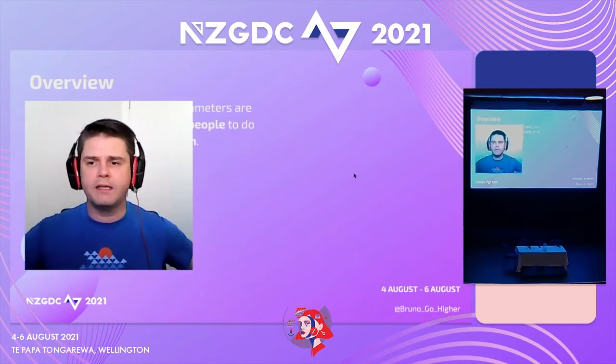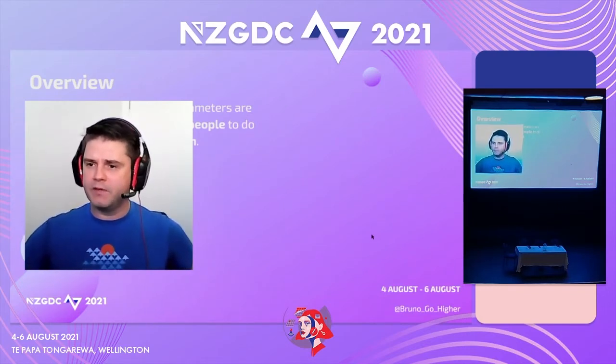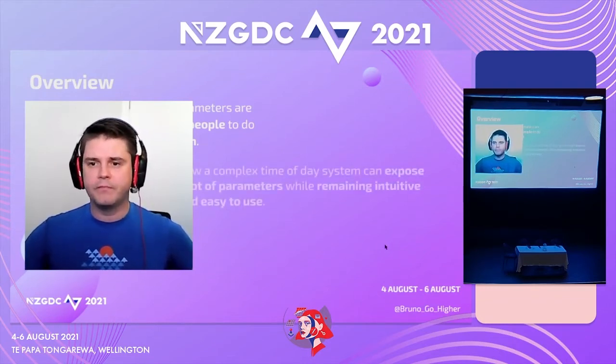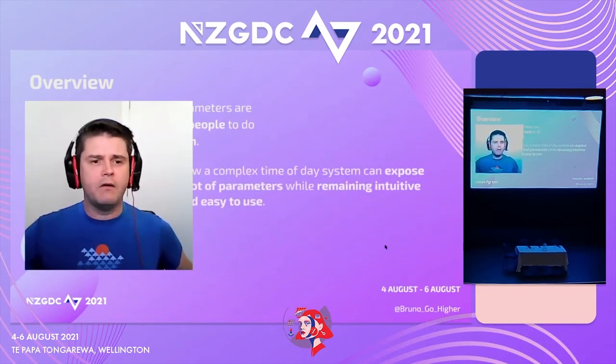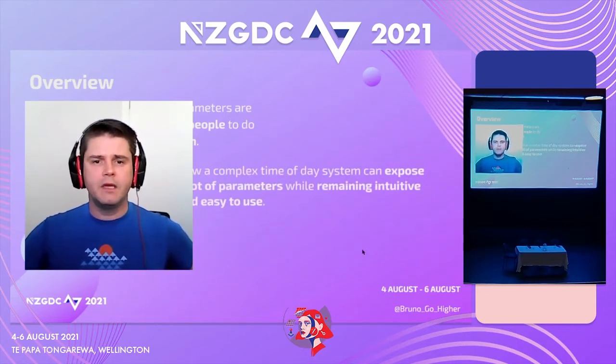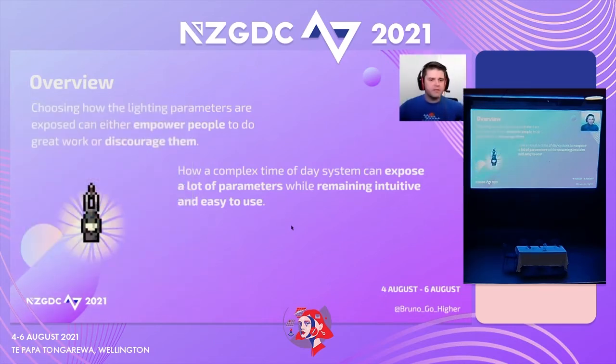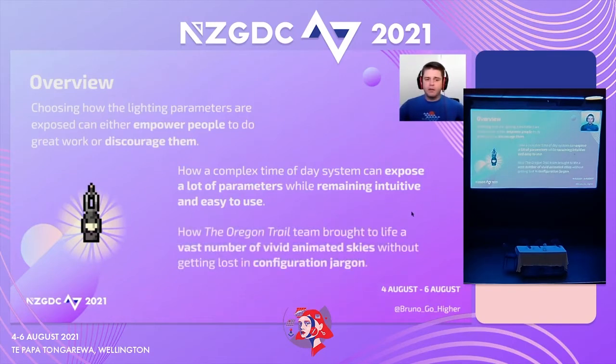So through this talk, I'd like to show you a couple of good practices that we've been putting in our work that help stay clear of the pitfalls, and hopefully you can use those in your own project. So I'll demonstrate how a complex time of day system can expose a lot of parameters while remaining intuitive and easy to use. And also, I will demonstrate how the Oregon Trail team brought to life a vast number of vivid animated skies without getting lost in the configuration details.